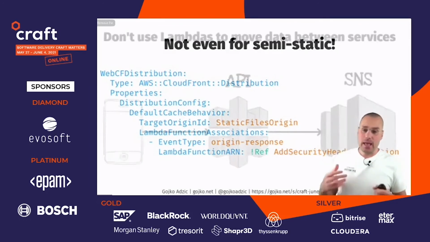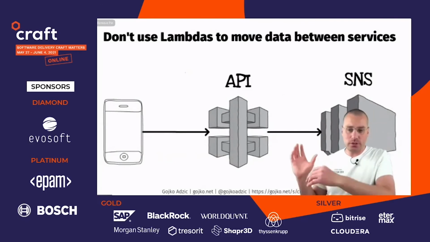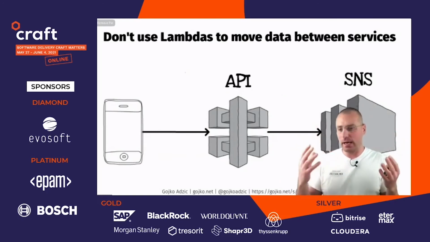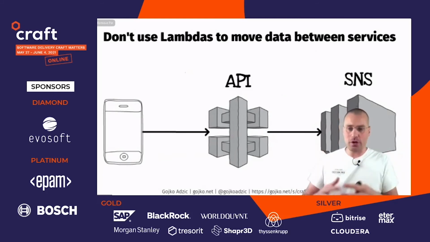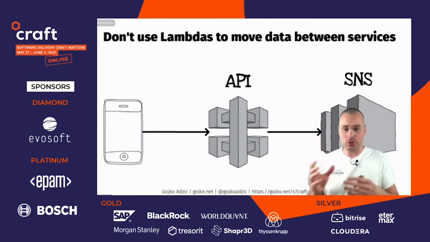The other thing, don't use cloud functions to move data between services. What you can do is, if you're using an API gateway, you can connect API gateway directly to a lot of these backend services, such as EventBridge or SNS and things like that. Don't use Lambda as something that copies data from one service to another.